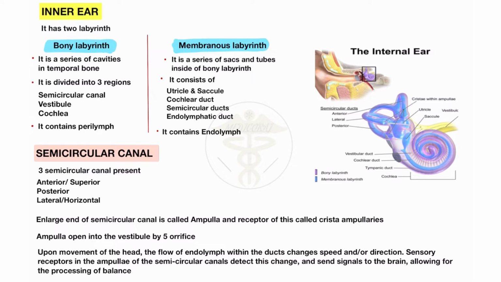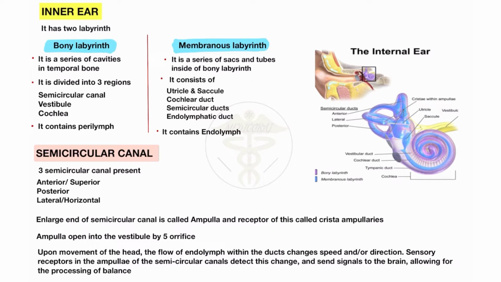In this video, I will completely explain all parts of the inner ear, like the semicircular canal, vestibule, cochlea, utricle and saccule, cochlear duct, semicircular duct, and endolymphatic fluid. At the end of the video, I will also explain the mechanism of hearing and the mechanism of balance. So please try to watch the video completely. Now let's start the inner ear.